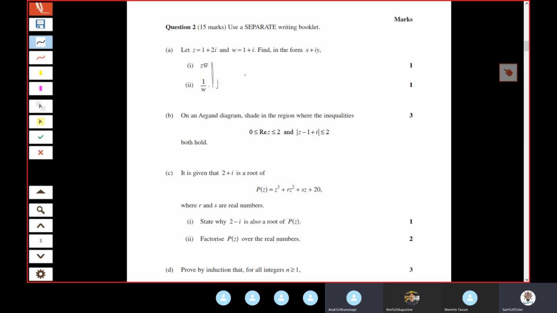Sam, when we did complex numbers, we didn't go to here. We didn't get to here. Of course we did. I might not be remembering that. It was a while ago. Okay, that's all right. So then let's do it.